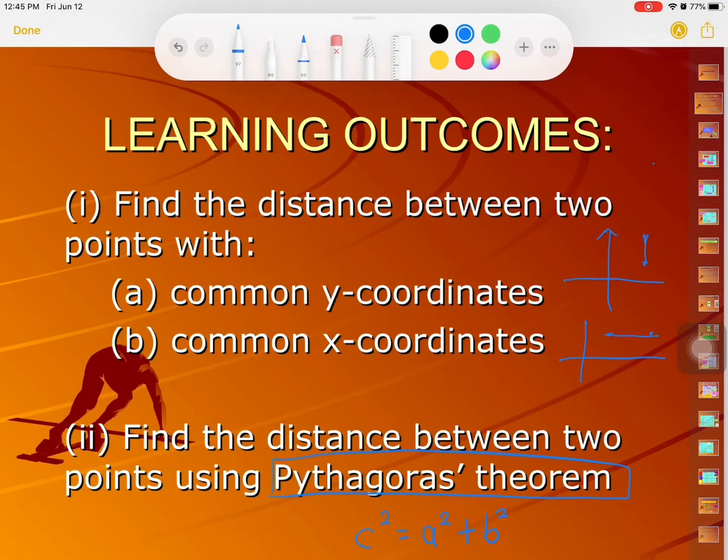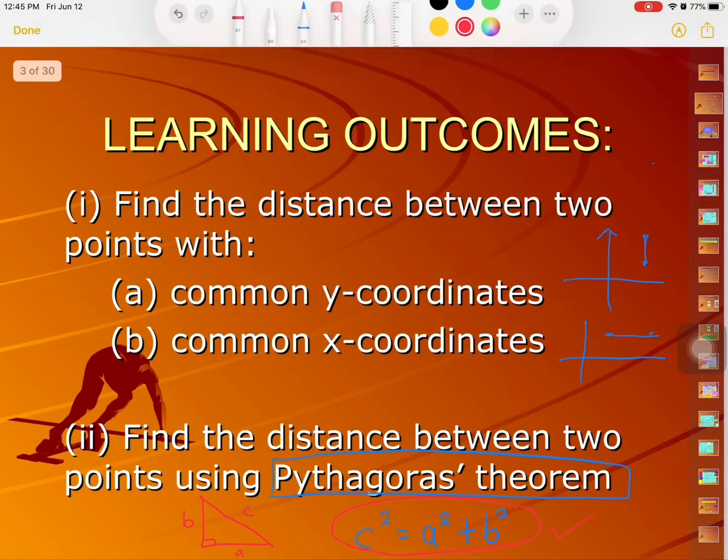So do you still remember what the Pythagoras Theorem is? The formula is c square equals a square plus b square. The Pythagoras Theorem must be in a right angle triangle. So c will be here, the hypotenuse, a will be here, and b will be here. So next step.